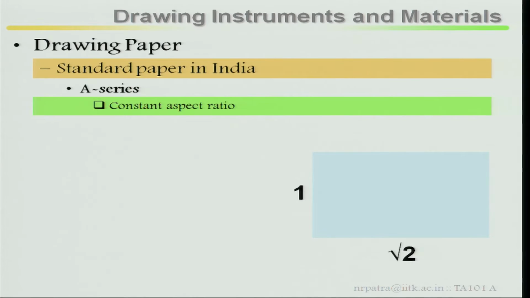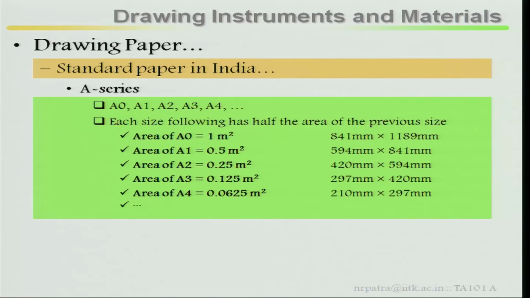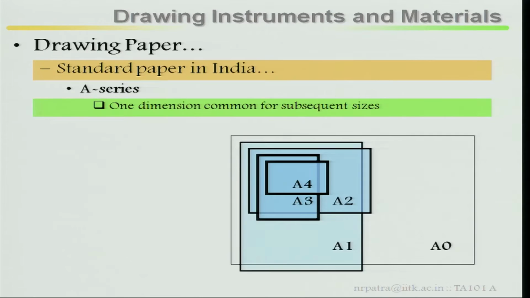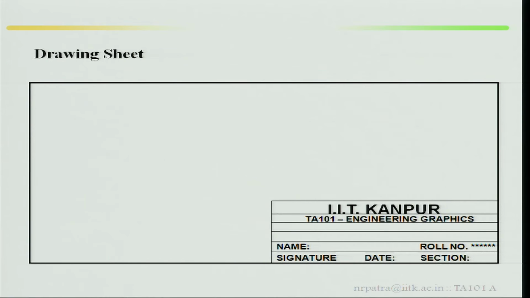Now what are the sizes of your drawing papers? Standard papers in India are generally called the A series, 1:√2 size, with different sizes A0, A1, A2, A3 as well as A4 size. Now if you come to your drawings, this is a typical A3 drawing sheet. In a typical A3 drawing sheet, there is a title box. This is called your title box.